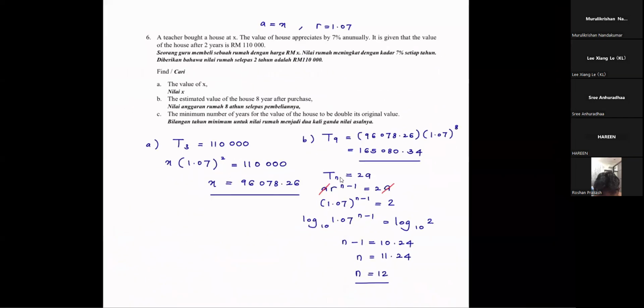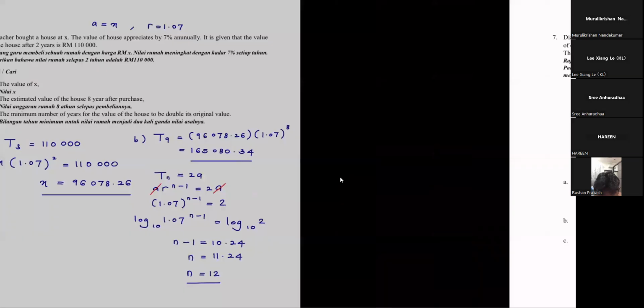So next time you see the word after, don't need to think much. After 2 years means T3. After 10 years means T11. That's all. Huh? Okay, done.